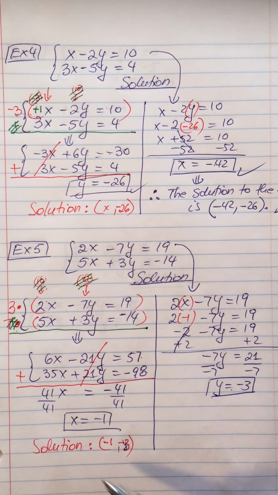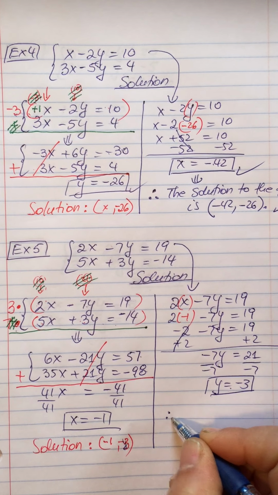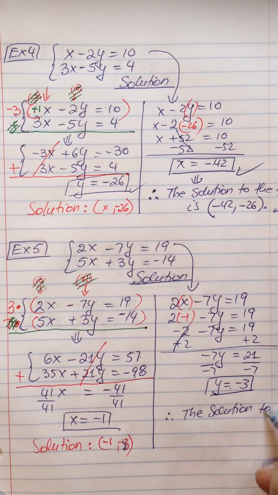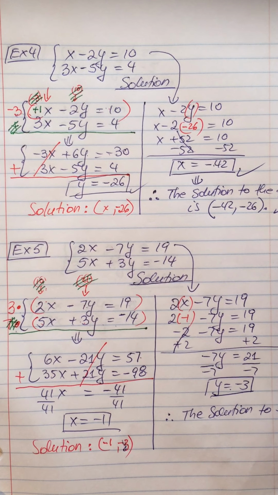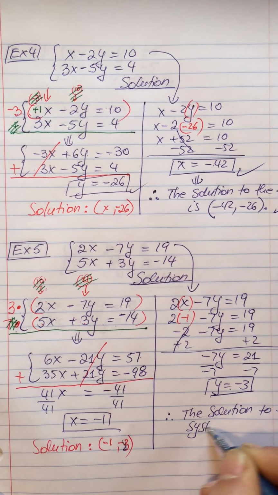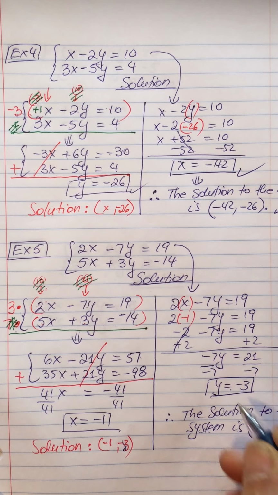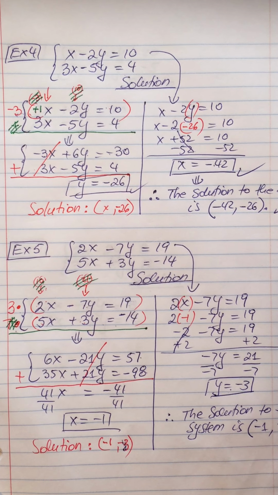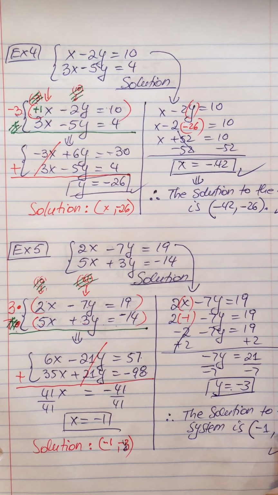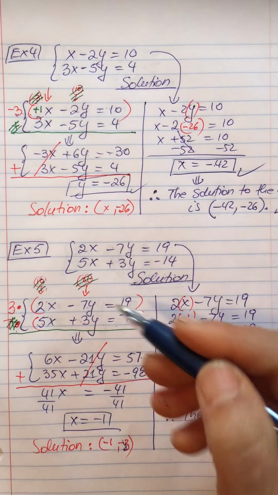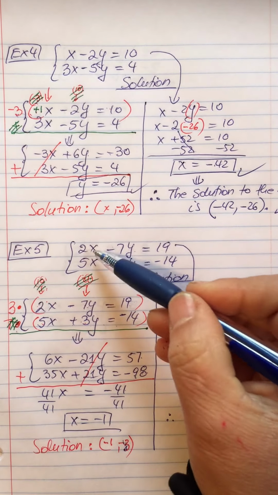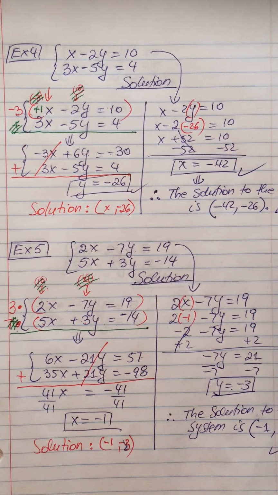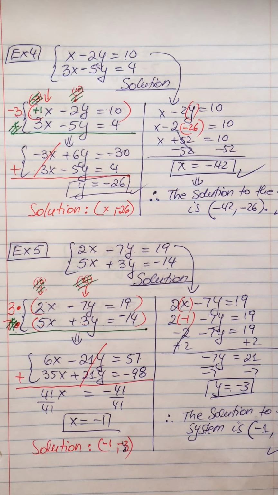Okay, so I declare this is the solution, but let me write it. This solution to the given system is, in order: x first, and y second, negative 1, negative 3. That's it. If we substitute this pair of numbers for the variables in the original system, it becomes a true statement. This is the job of the solution. This is the only one.